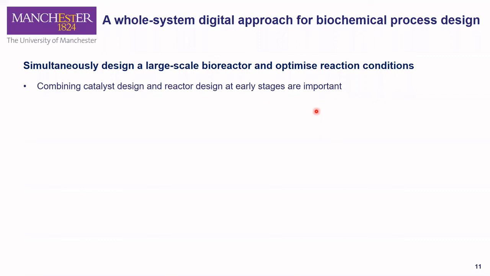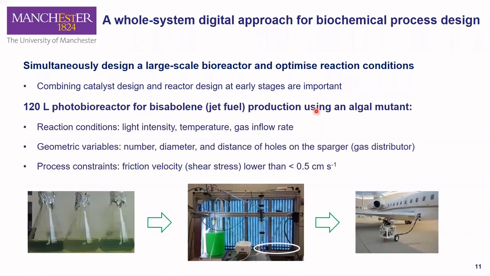In one of our projects, we actually want to design a large-scale bioreactor and at the same time optimize the bioreaction conditions for biofuel production. This project is collaborated with Imperial College London. We basically want to optimize the light intensity, temperature, and the gas inflow rate, which provides carbon dioxide for growth. And we also want to design a pilot scale bioreactor, in particular, the sparger of the reactor.